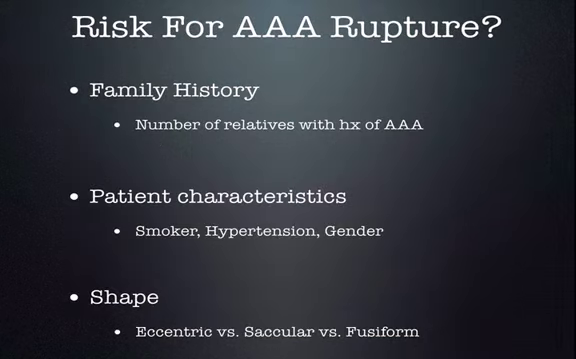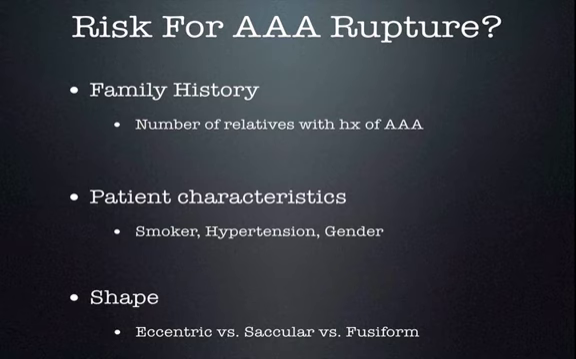Let's talk a little bit about the risk of AAA rupture. Now, obviously, size and rate of growth are very important factors when it comes to the risk of a ruptured AAA. We're going to talk more about that in a minute. But some other less commonly talked about risk factors for rupture of AAA: the number of people in the patient's family that have had AAA. The more there are, the more likely this patient may actually develop a ruptured AAA, not just the development of a AAA. And also patient characteristics. So heavy smokers with hypertension and female patients are more likely to have a ruptured AAA.